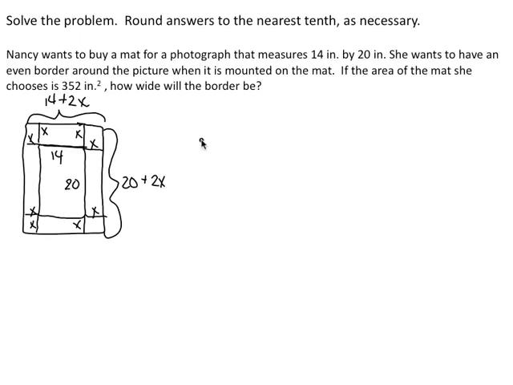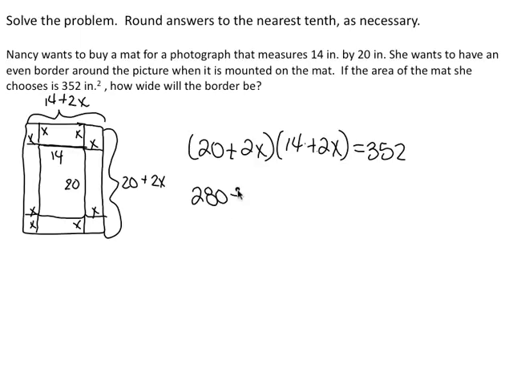So we need to multiply the length times the width. So we take 20 plus 2X and multiply that times 14 plus 2X, and that's going to equal 352. So if we use the box or FOIL method or do it in our head, we get 280 plus 28X plus 40X plus 4X squared is equal to 352.